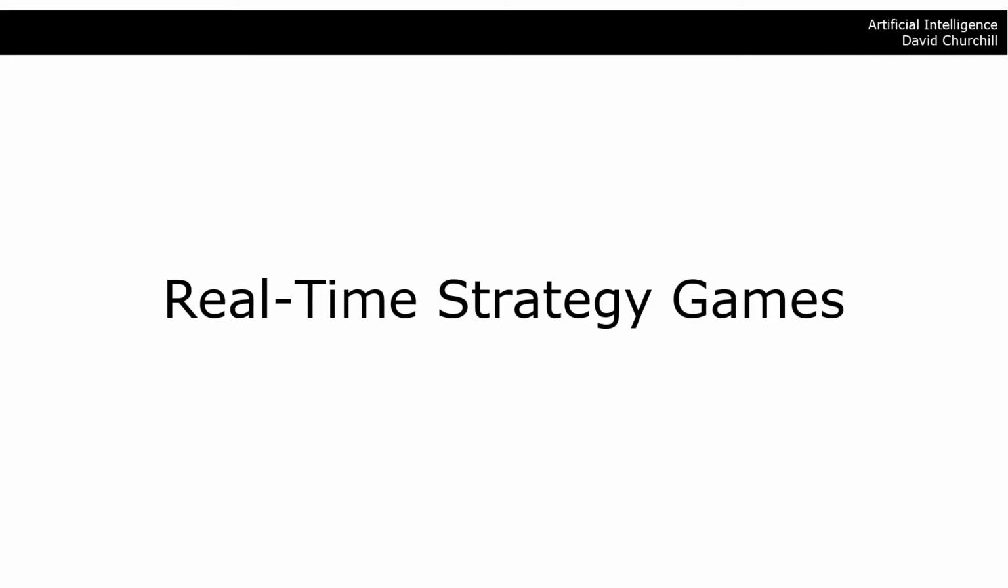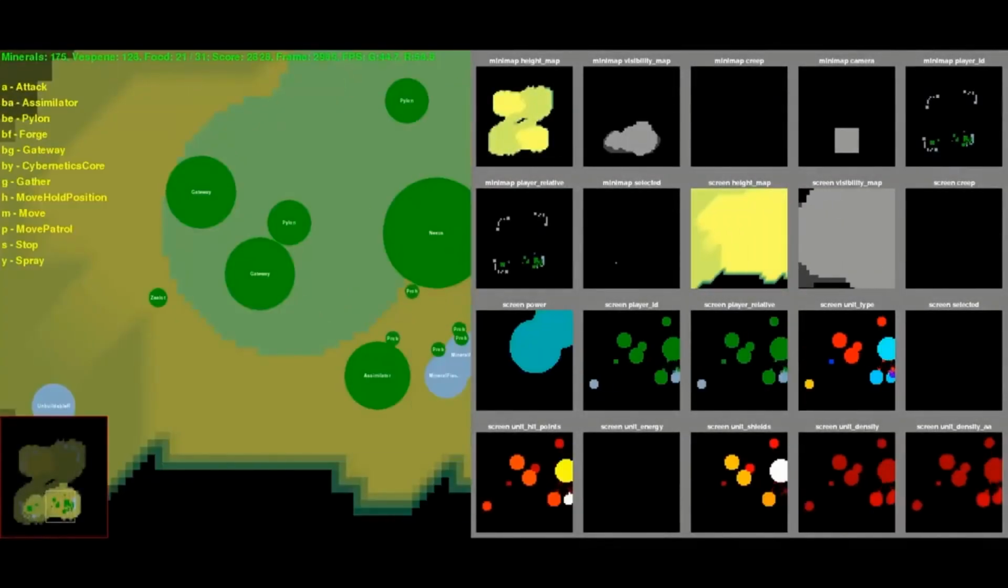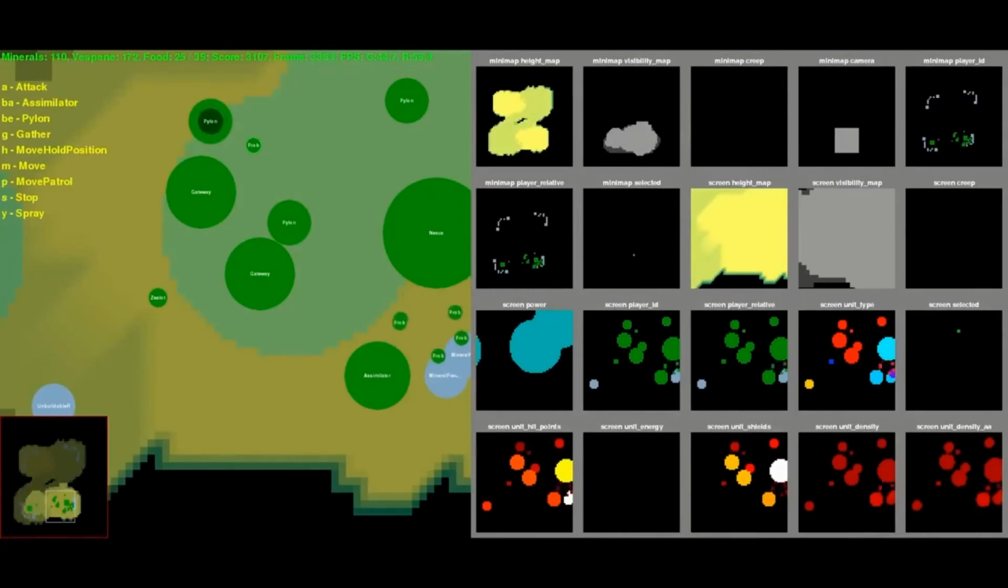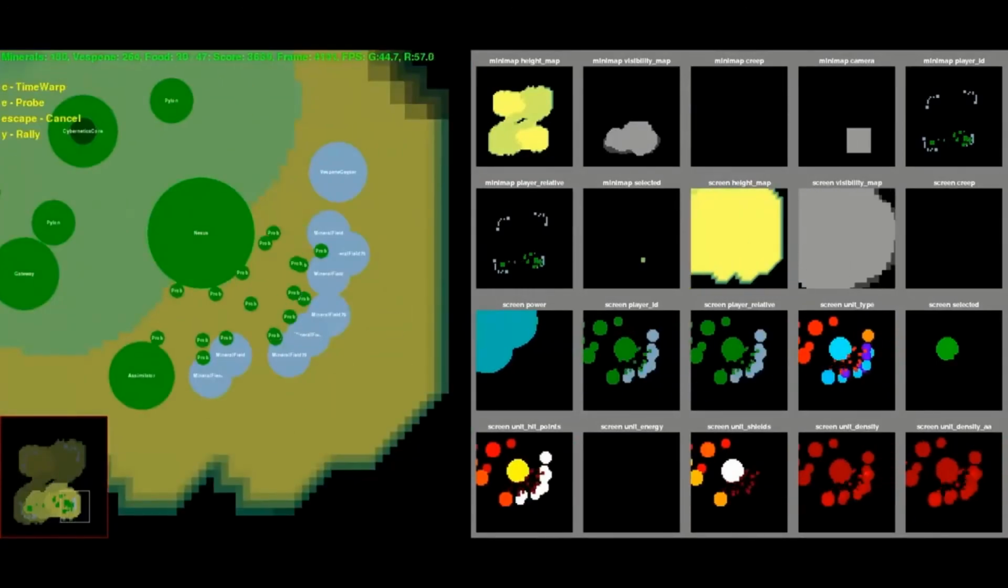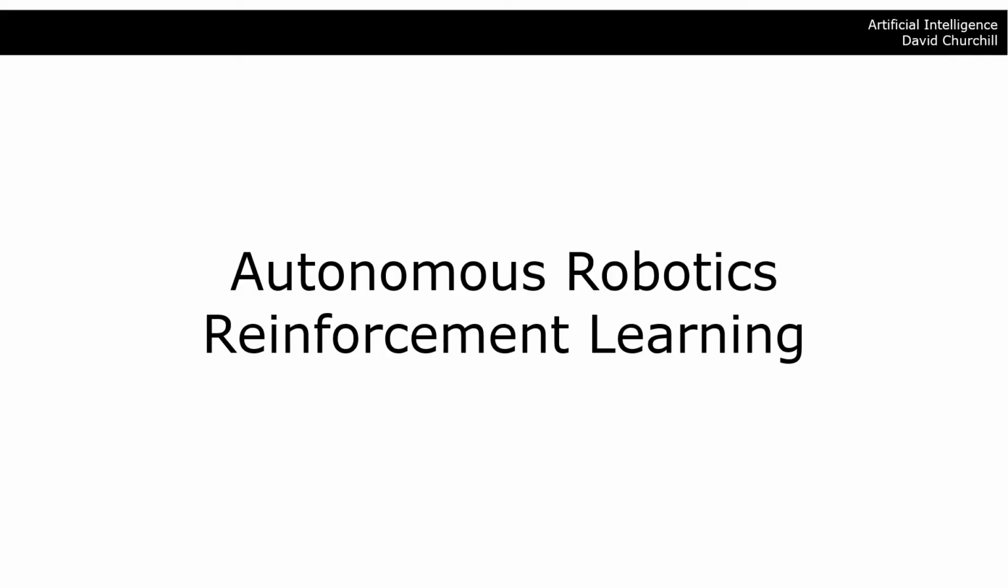On that note, we also have a couple of ongoing research projects related to real-time strategy games, StarCraft in particular. One of these projects involves using deep reinforcement learning for in-game unit micromanagement, and has so far been successful in improving the state-of-the-art in a field called transfer learning.